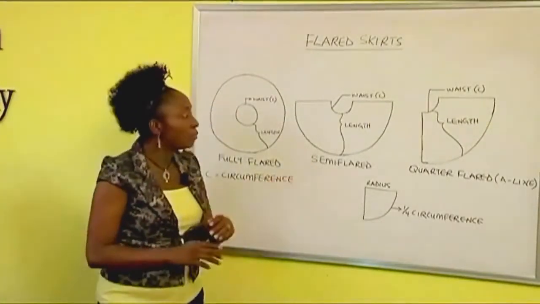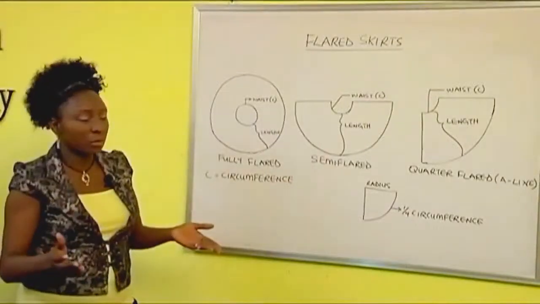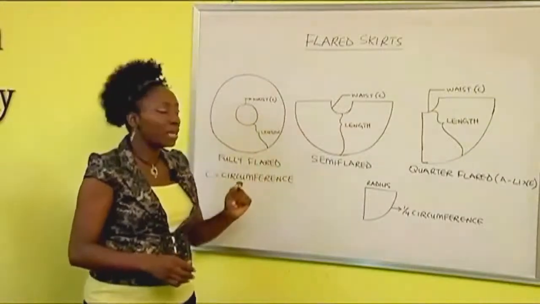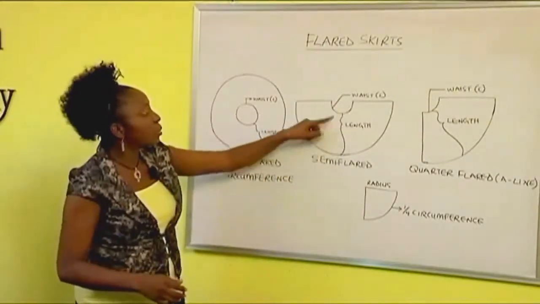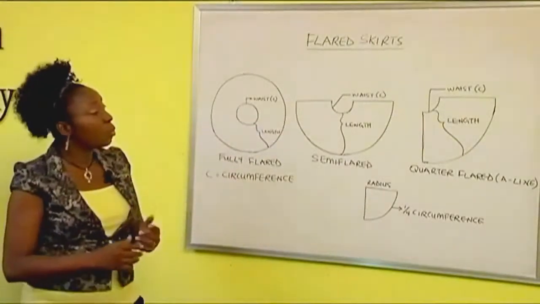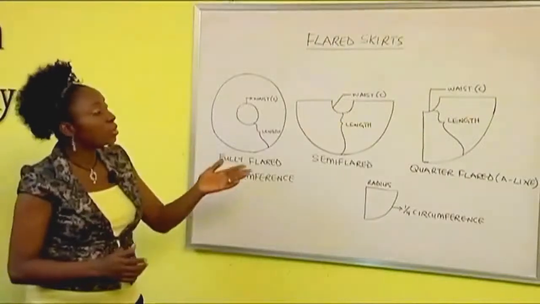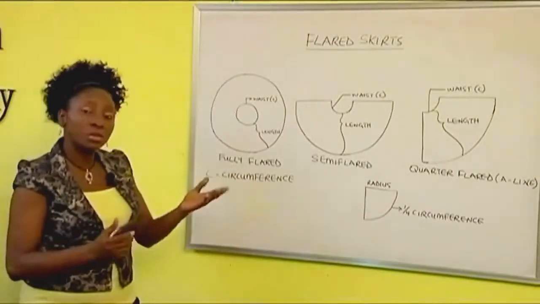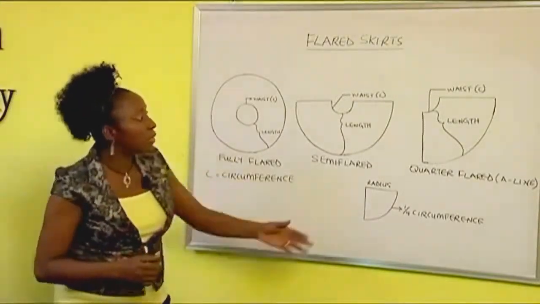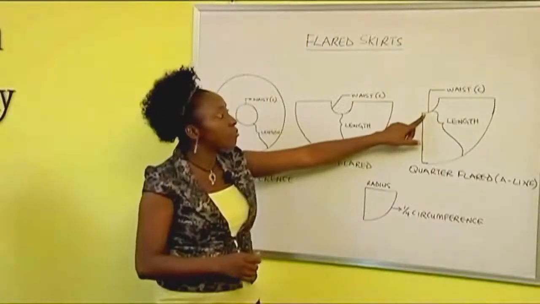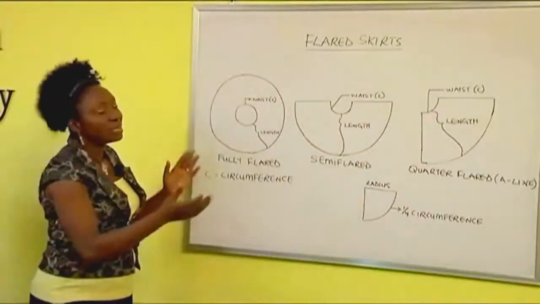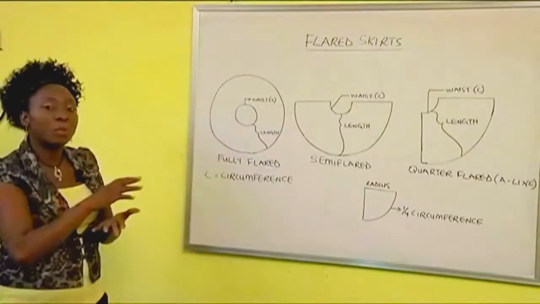Now if you look at the semi-flared skirt, you can see that it's a semicircle, with the inner semicircle representing the waist, and the distance between the two semicircles gives you the length. The third one is a quarter circle, called the quarter flared skirt, also known as the A-line skirt. It's not as flared as the others. This quarter circle represents the waist, and the length is in between the two quarter circles.